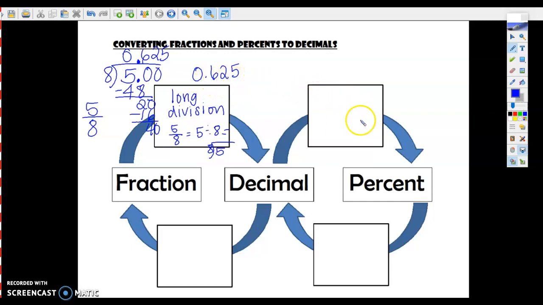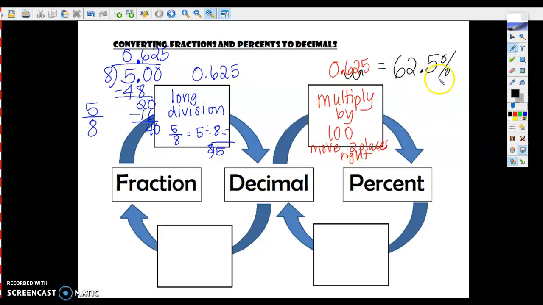Go ahead and fill in multiply by 100, and then do your math over here and pause the video, see if you can get the answers right. Great job, guys. If you got 62.5%, you're good. Now we're going to go from a percent to a decimal.